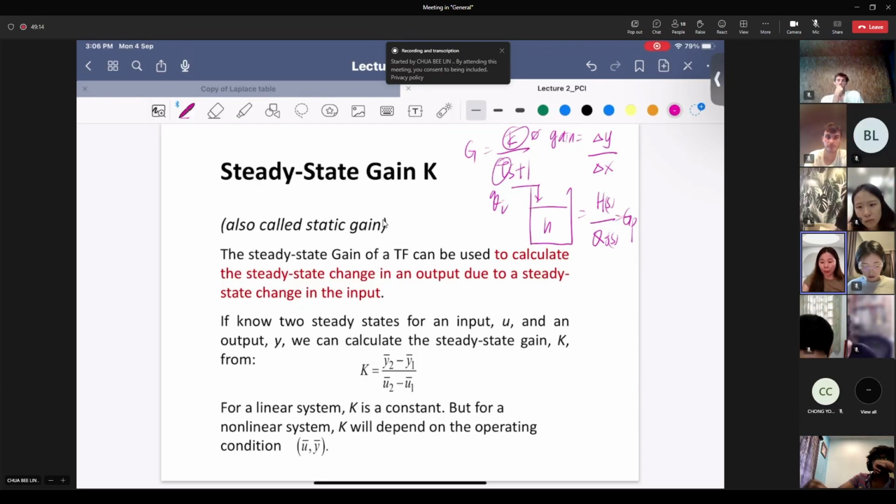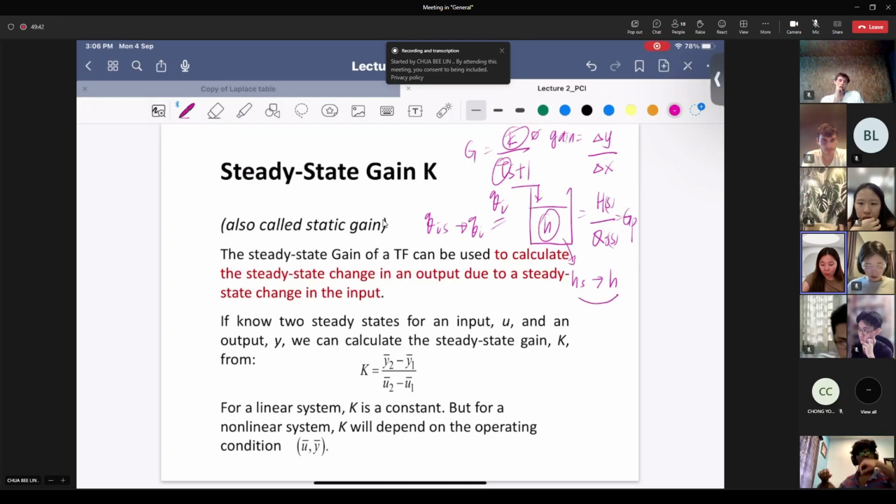Okay, so when you apply a change to the Q_i, it will cause a change to your H. For example, the initial value is Q_is. You change to Q_i. The initial value of this is H_s. Then you change to H. This steady state value at the beginning will change to a dynamic model, meaning the H will change according to time due to the change you have applied to your input Q_i.